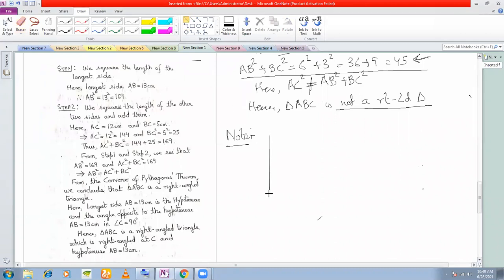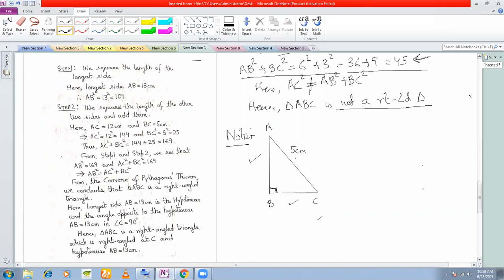Suppose you have a right angle triangle ABC, where the right angle is at B, and suppose you know the length of the hypotenuse to be 5 centimeters. Then the question is, can you find out the other two sides of the right triangle, that is the perpendicular and the base? Can you find out? Yes, you can.